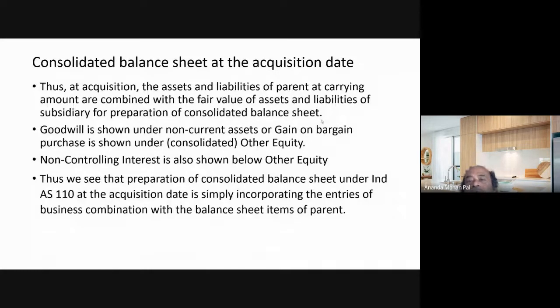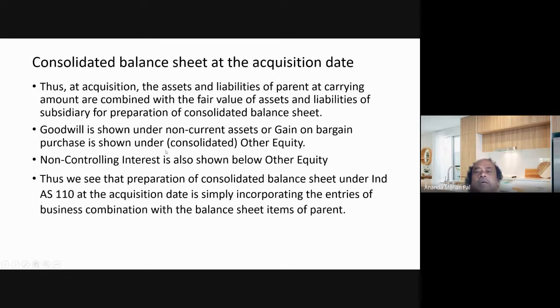Earlier, in the old days, when Ind AS was not applied, we generally added the book values. Both book values were added, but here we are not allowed to do that. We have to take the fair value of the subsidiary and the book value of the parent for the consolidated balance.